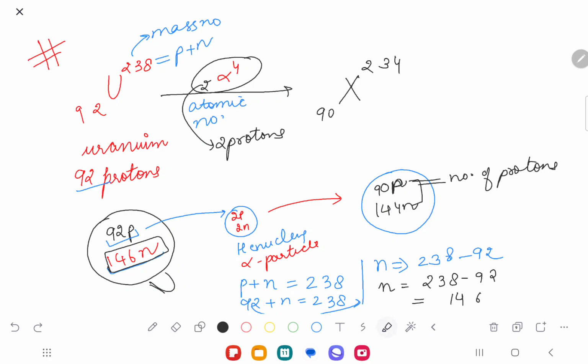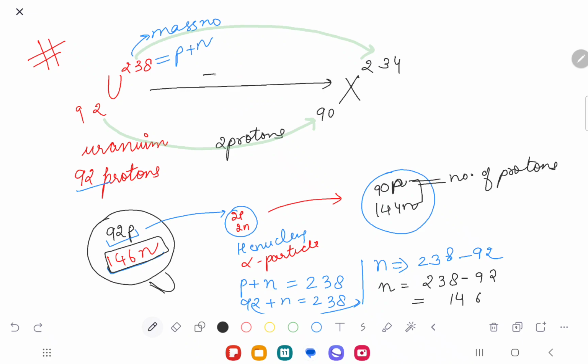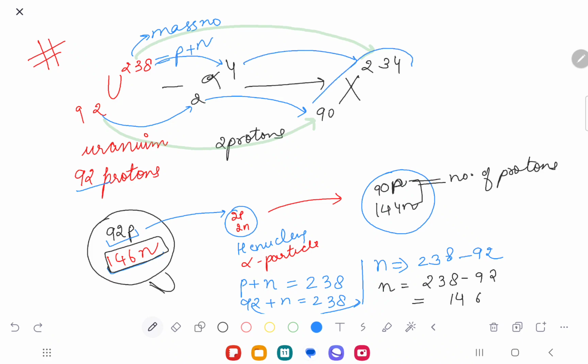So now it's very simple. If you look from 92 to 90, and if you look from 238 to 234, don't you see? If I write it down like this, uranium arrow X minus alpha, 2 and 4. Can I not subtract? 92 minus 2 shall give me 90, and 238 minus 4 shall give me 234. Yes. So the basic mathematical part is this.